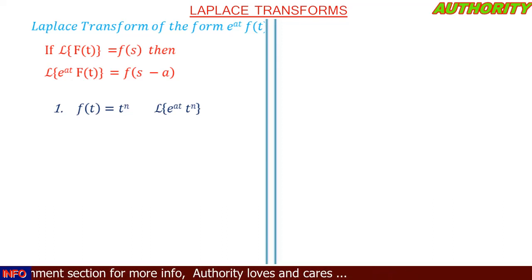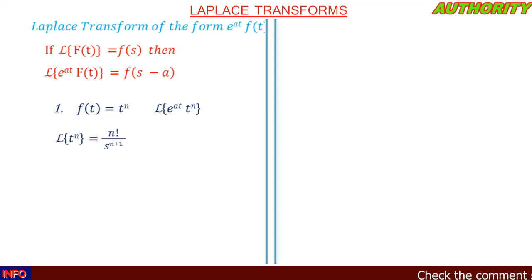That means we want the Laplace transform of e raised to the power of at multiplied by t raised to the power of n. How does it work? First of all, we split this into two. When you have t raised to the power of n, let's first find the Laplace transform of t raised to the power of n. It's going to give you n factorial all over s raised to the power of n plus 1.